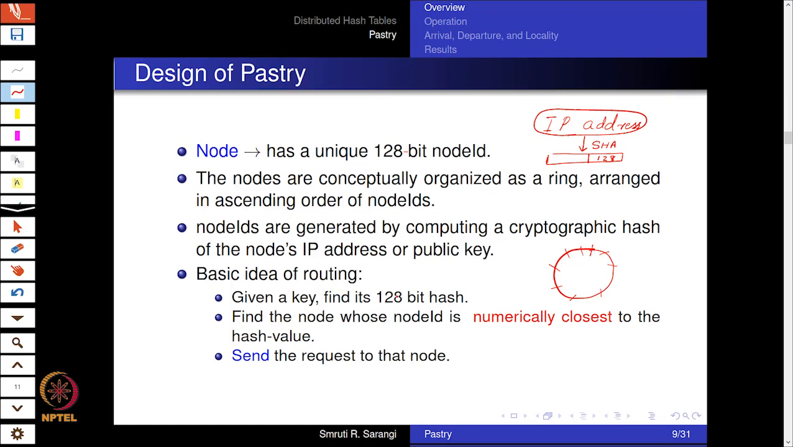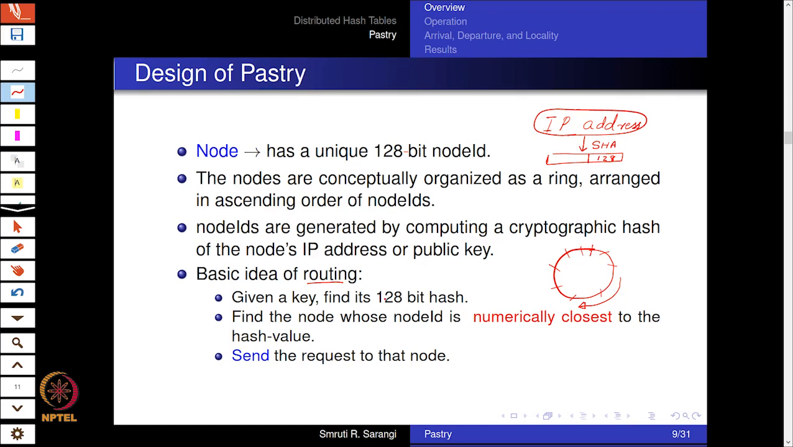Well, given a key, the basic idea. So we are not coming to routing. We are not looking at the design. The design has already been mentioned, that we have a set of nodes. Each node has a 128-bit node ID, and it is organized conceptually as a ring, and we can assume without loss of generality that as we walk clockwise, the node IDs increase.